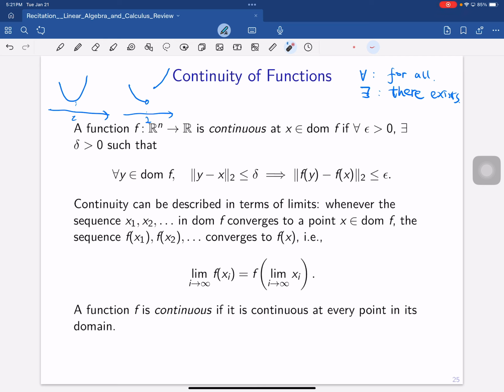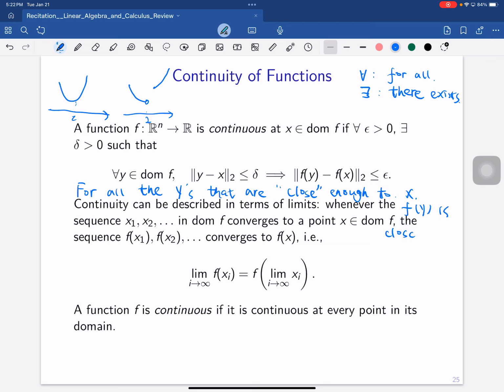So if you are going to write this epsilon delta notation in English, that means, for all the y's that are, let's say, quote, close enough to x, f(y) is close to f(x). Okay, that's basically what this epsilon delta notation says.